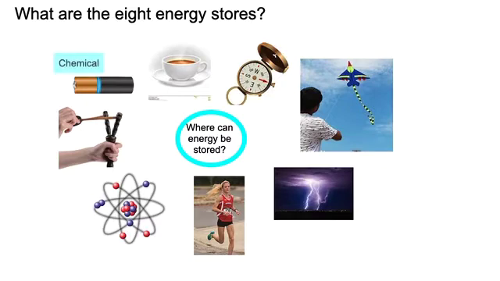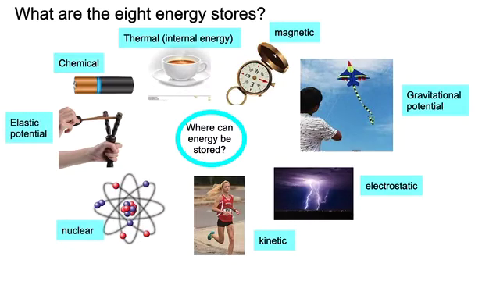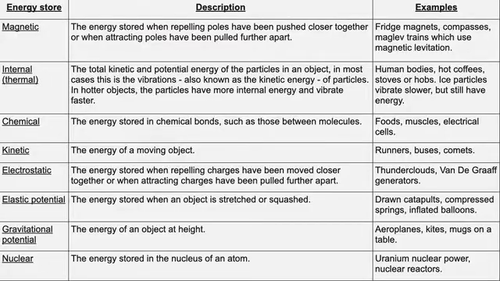We've got chemical in the battery. We've got the thermal energy, which is internal energy in the heat, in the cup of tea. We've got magnetic energy that's stored. We've got gravitational potential energy that's stored the higher we go away from the pull of gravity on the Earth. We've got electrostatic in the form of lightning that we can see there. We've got the kinetic energy store that we talked about earlier. We've got the more complex nuclear energy store. And we've got the elastic potential energy store. And these are all energy stores that you can see now.